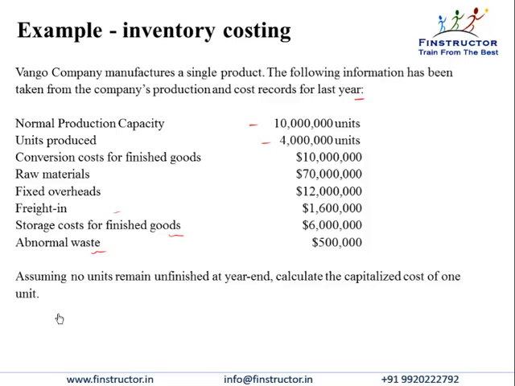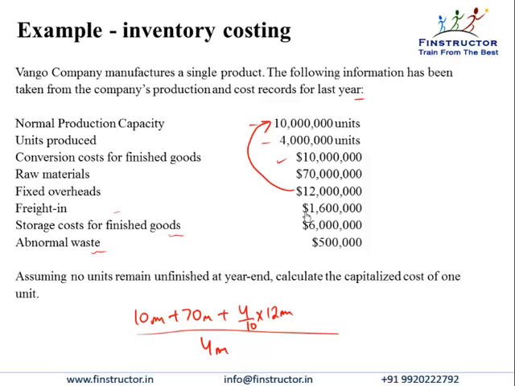So we'll apply the same concept we just studied. So the total production has been 4 million units. Conversion cost for finished goods would be included or capitalized in the cost of inventory. Likewise, the cost of raw materials, that is $70 million. Fixed overheads, only to the extent allocatable, will be allowed to be included. So $12 million is for the production of 10 million units. So how much of this would be allocatable to 4 million units? That will be 4 by 10 of the 12 million.